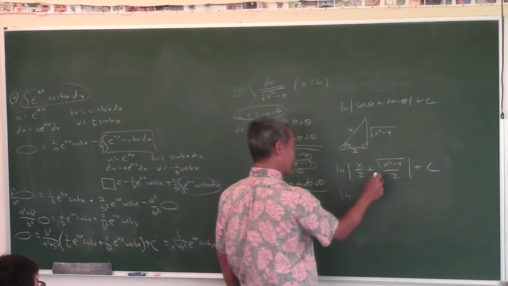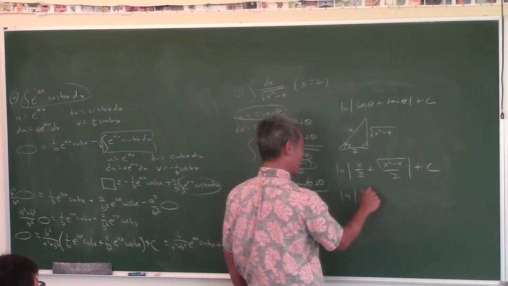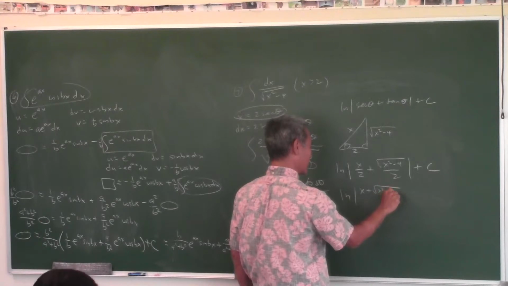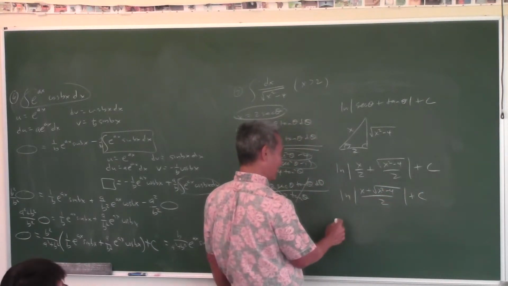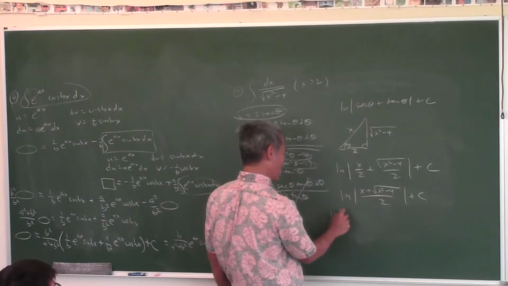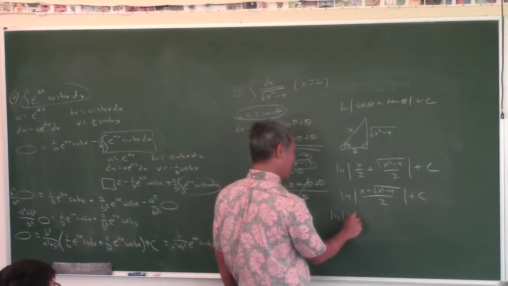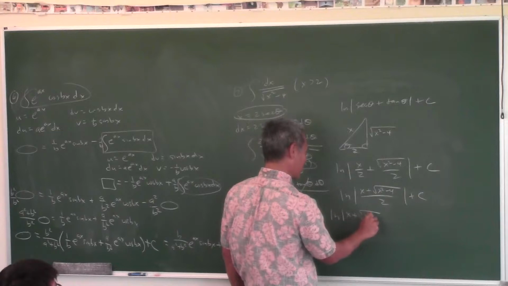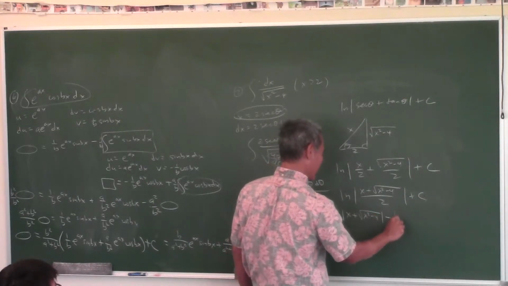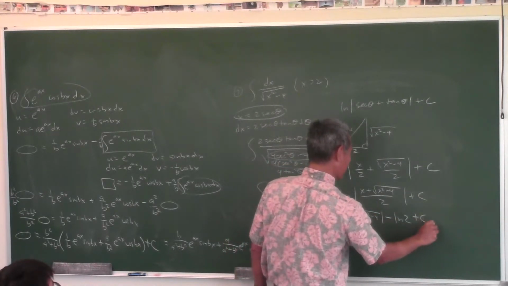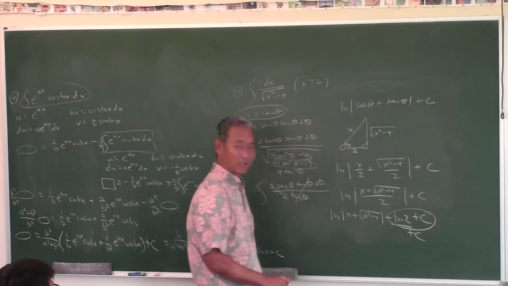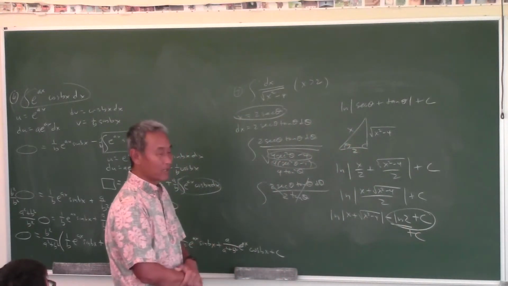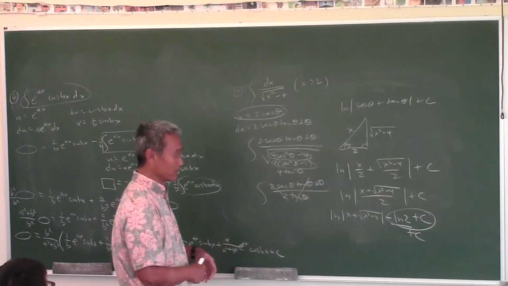Natural log, isn't this the same thing as x plus the square root of x squared minus 4 all over 2, plus c? And then using your properties of logarithms, isn't this the natural log of the absolute value of x plus the square root of x squared minus 4, minus the natural log of the absolute value of 2, plus c? But since that's a constant, you just mush it together and get 1 plus c. You incorporate it into the constant. Natural log 2 is a constant.